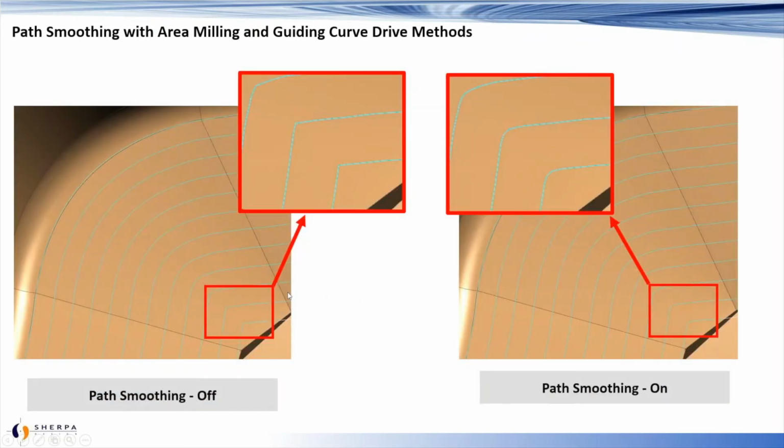So here's a little bit closer view. This is on a guide curve, and on a direction transition, without it on, it's just a sharp corner. But with it on, it's a round transition. It's a little thing, but it really can improve surface finishes.